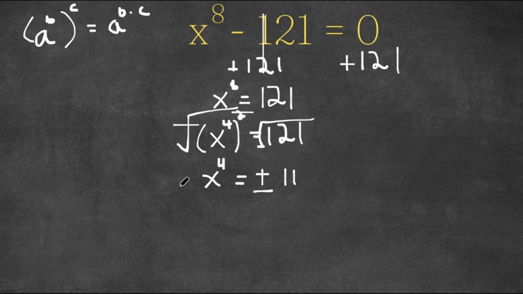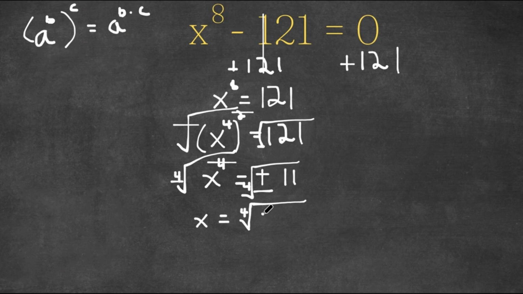Now we're going to take the fourth root on both sides. So by doing that, these two would cancel out. So we are left with x equals the fourth root of positive and negative 11. So this is our answer.